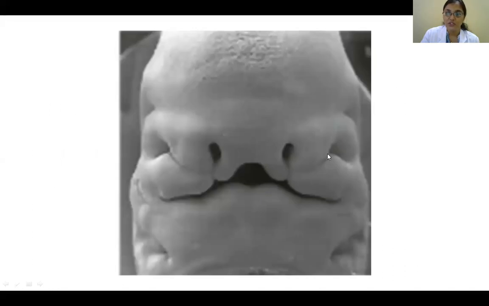So these pits which you can see here. Once again, this is the medial nasal process. This is the lateral nasal process. This is the maxillary process. This is the mandibular process. Between the lateral nasal process and the maxillary process, what you can see much behind is the region where the eye is going to develop. So this lateral nasal process is separating the olfactory pit from the developing eye.